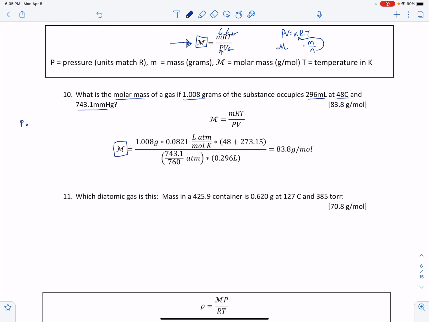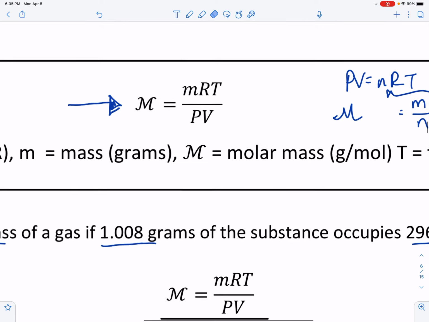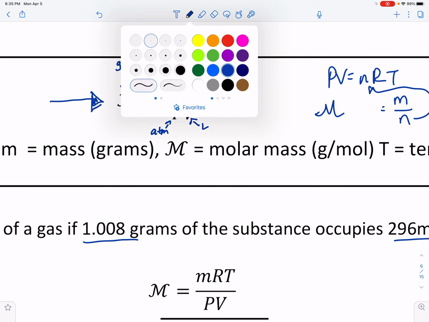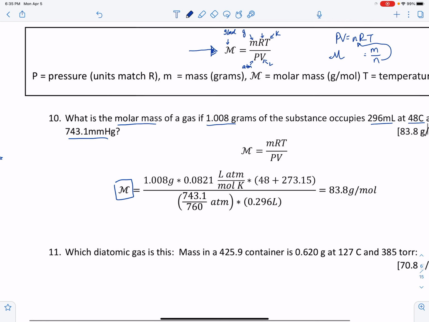Remember our pressure here. If you zoom in, I like to make little notes to myself. The pressure here needs to be in atm. The volume here needs to be in liters. The temperature here needs to be in Kelvin, R, and M needs to be in grams. And then this will come out to be grams per mole. All right, so those are the units. You have to have them in the right units.